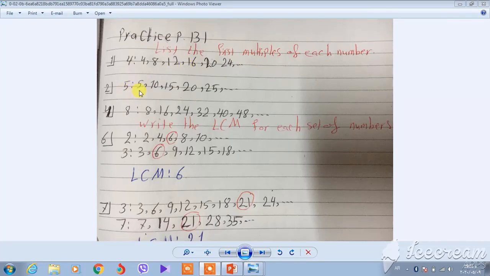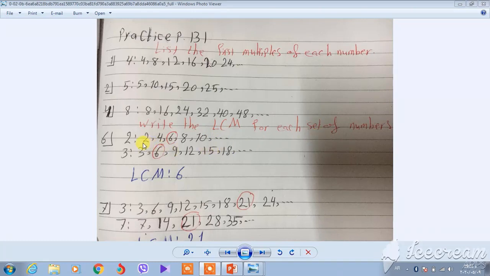And for 5, we have 5, 10, 15, 20, 25. That's enough. For 8, we have 8, 16, 24, because 3 times 8 equal to 24, 4 times 8 equal to 32, 5 times 8 equal to 40. And practice 6 says write the LCM for each set of numbers.